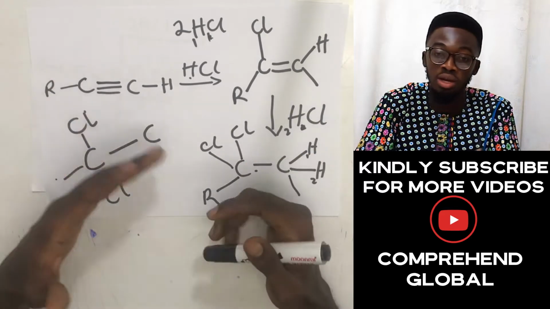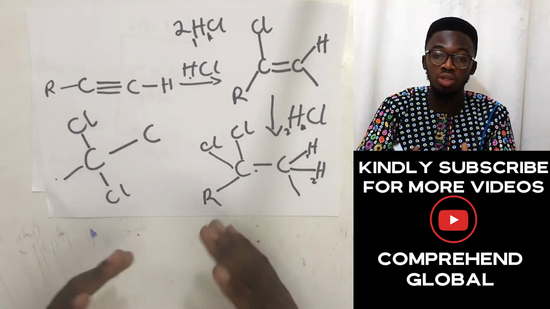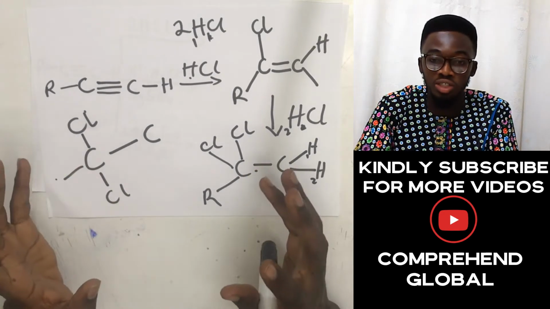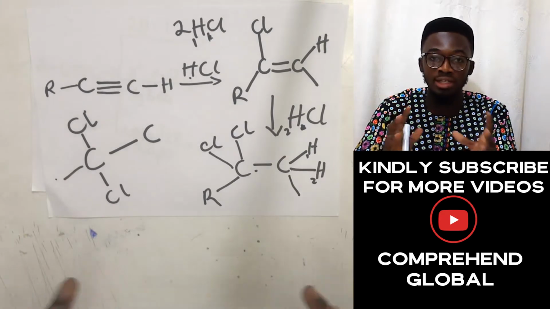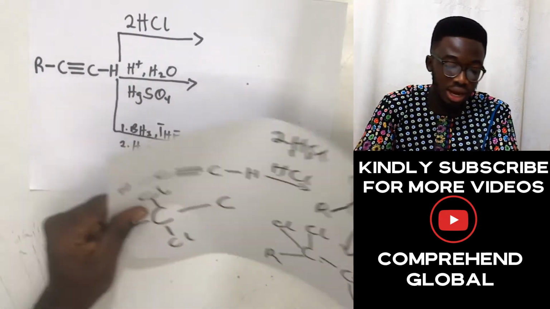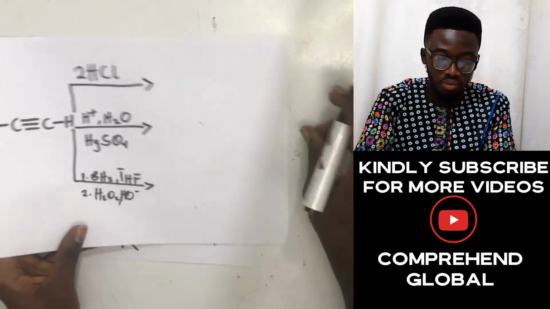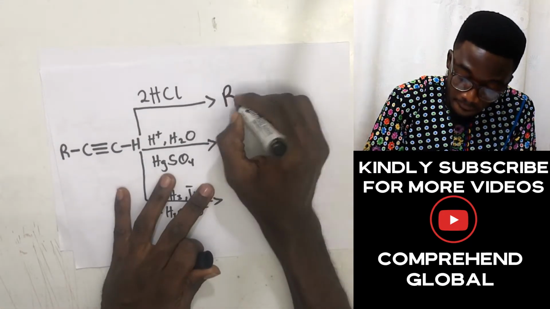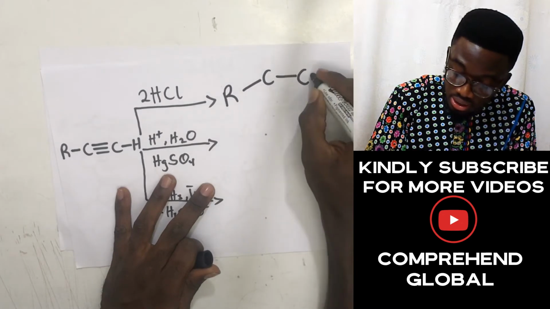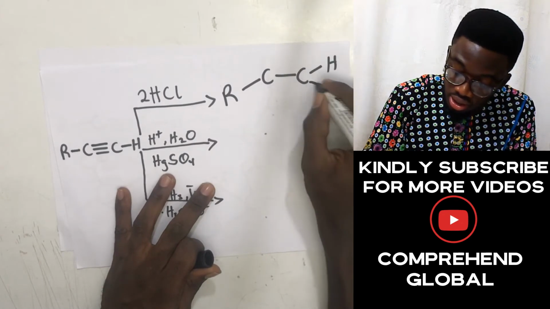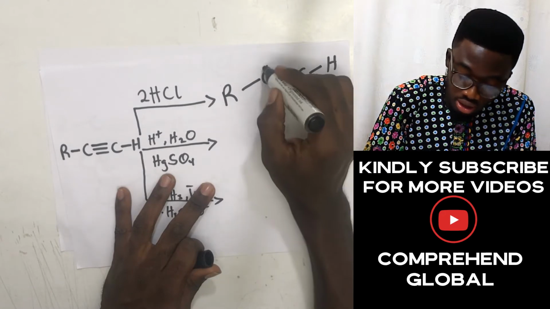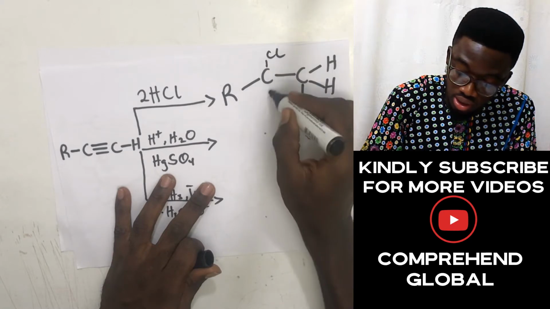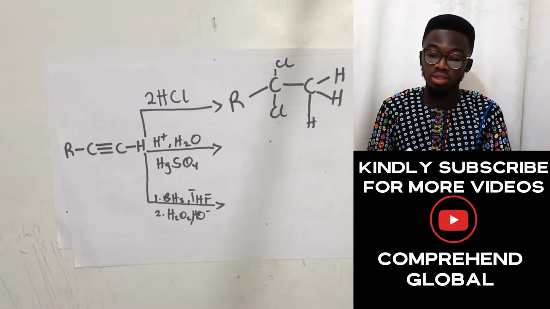A vicinal halide is when the two adjacent carbons each contain a halogen. So the halogens are on the two adjacent carbons. That's the vicinal halide. So in this particular reaction, we are going to get C, then H comes here, H comes here, then two Cl come here. This is what we are going to get.